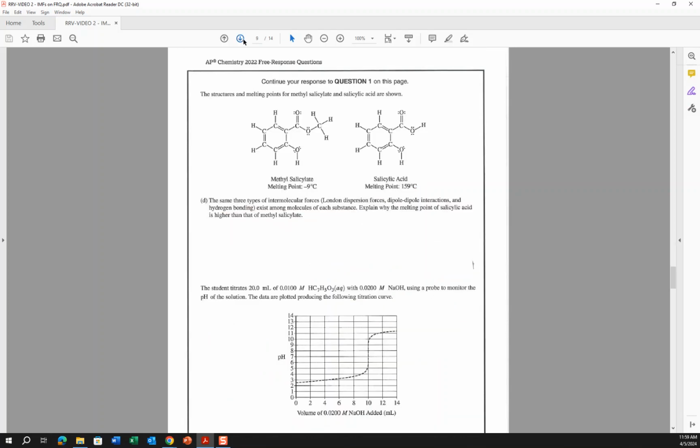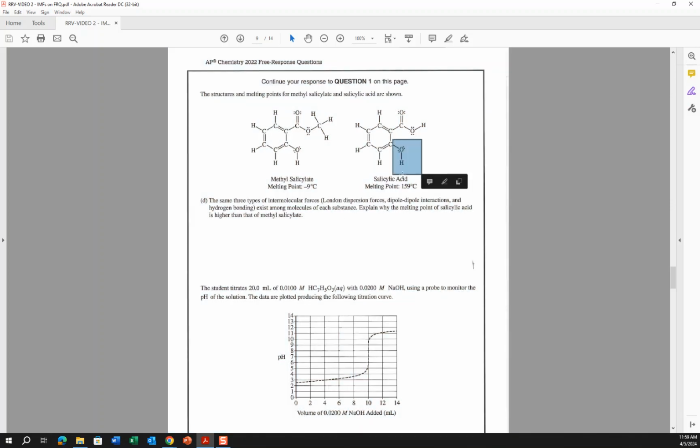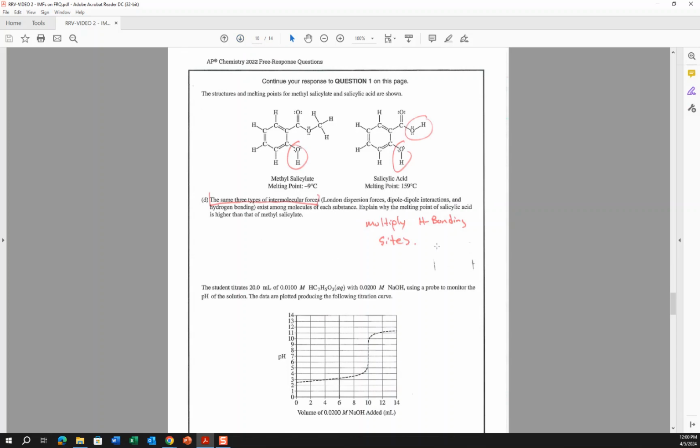Okay. Now we go to here. This is more sites for hydrogen bonding, right? This really only has one site. This has multiple sites, one there and one here. But it's not talking about solubility in this case. It's talking about the melting point. But still, when you're talking about melting point and you're comparing them, it's still about the IMFs. So multiple sites for hydrogen bonding, and that's why this has a higher melting point than that.